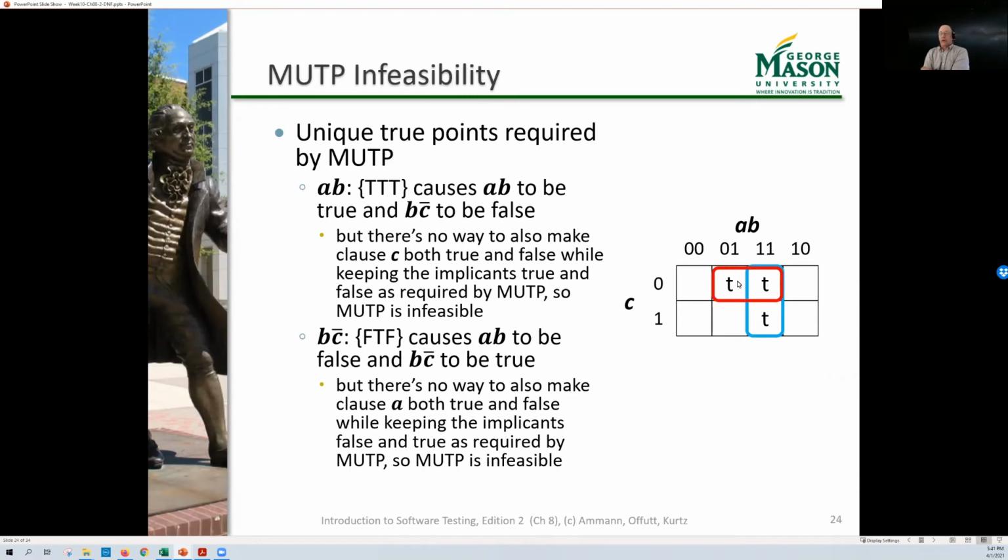So MUTP is infeasible. And if I look at B not C here in the red, I can find a unique true point. That would be false, true, false. That causes B not C to be true, and it's a unique true point. And at that point, A is false, but I can't find another unique true point where A is true. There is no other unique true point for B not C. Therefore, again, for B not C, MUTP is infeasible for this predicate.